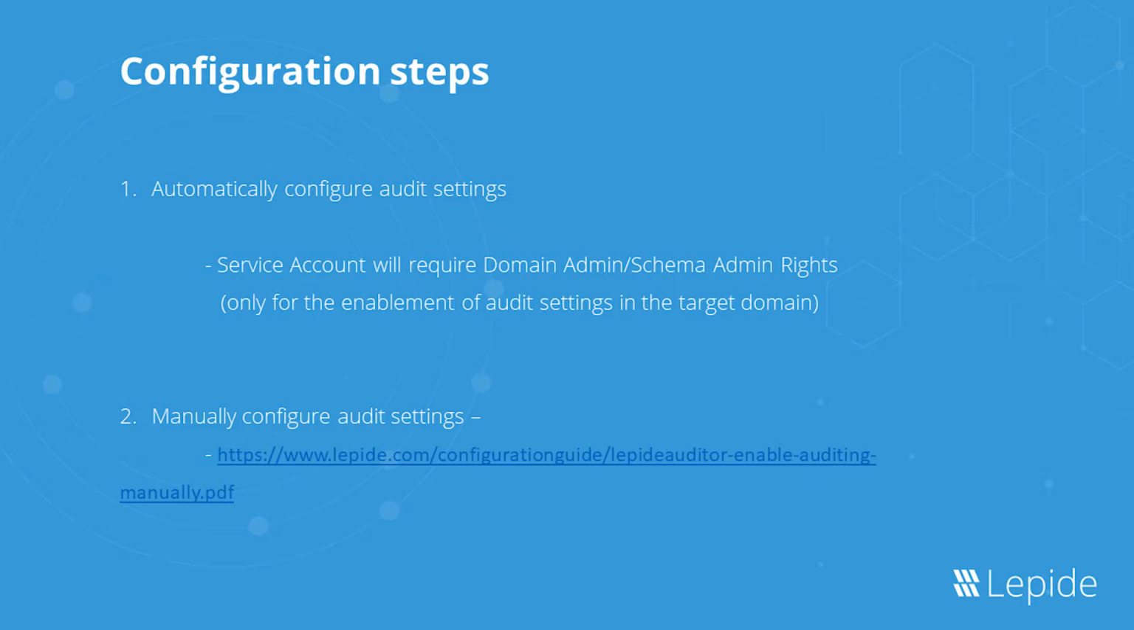One thing to note before we start: in order for the automatic configuration to complete successfully, we have to temporarily assign domain admin and schema admin rights to the service account we specify during the configuration. When the configuration is complete, we can remove these privileges. This is of course not required if we opt to configure the audit settings manually.